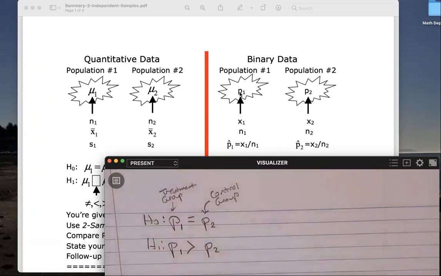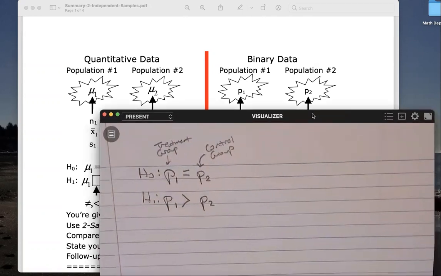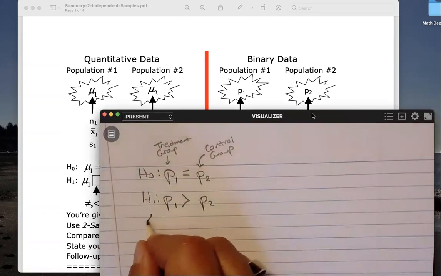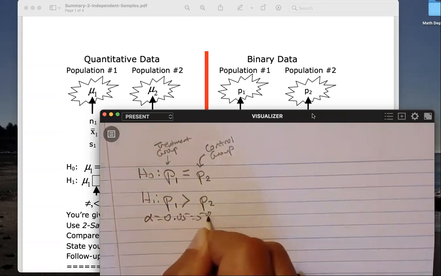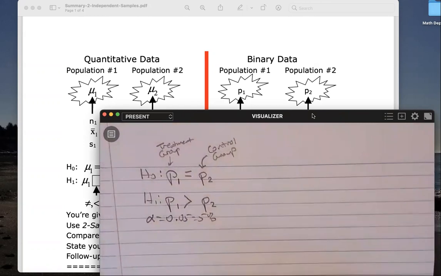Now that we got that, now we can look at the data and enter it in. Hey, by the way, on our calculator, we'll use a significance level of 5%. Oh, by the way, let's talk about type 1, type 2 errors. I did 5% because it's a nice balance between type 1 and type 2 errors.